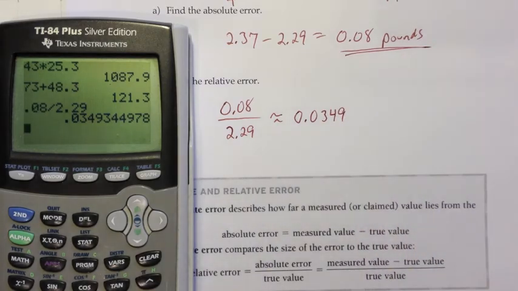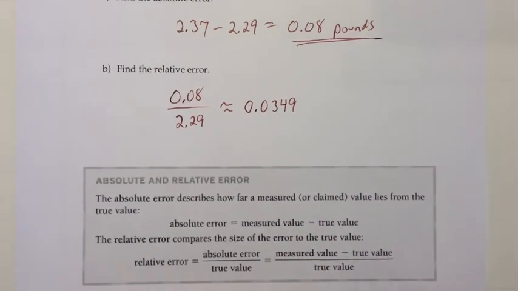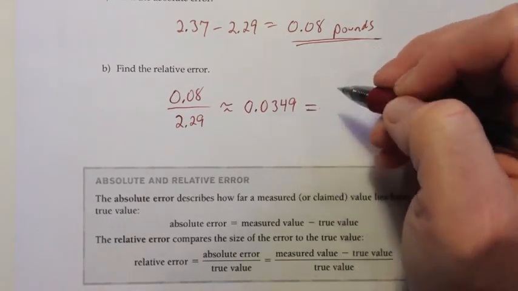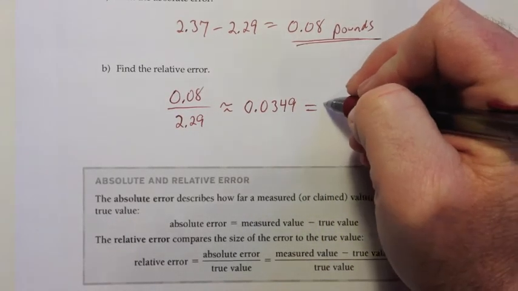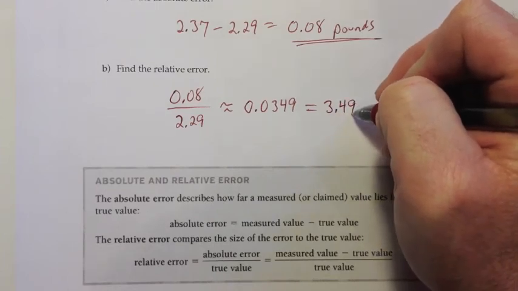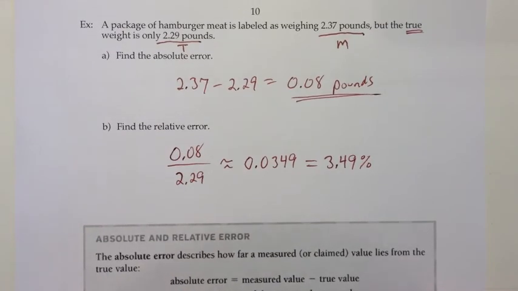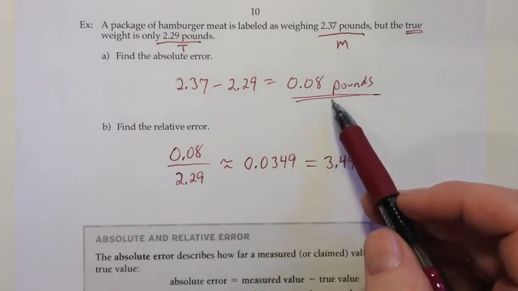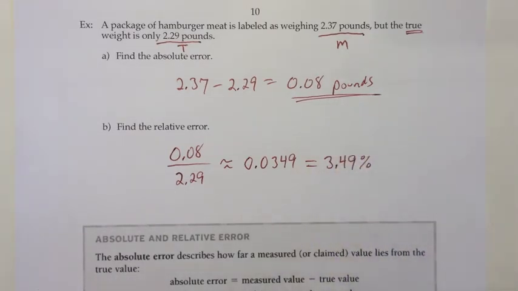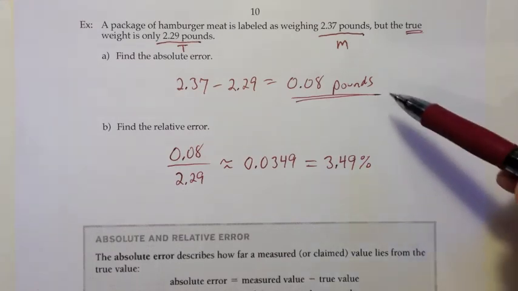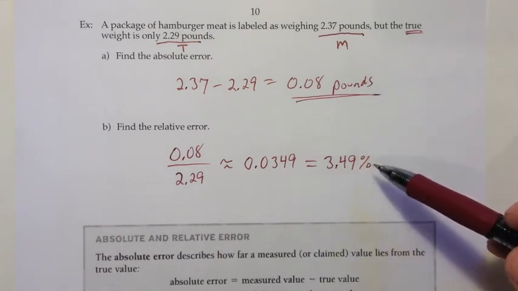And then you could say that that's the relative error right there, but typically we would interpret that as a percentage, so I'm going to move that decimal 2 spots to the right and say that our relative error there was 3.49%. So there's 2 ways you could express the error that went into the filling and labeling of this package of hamburger meat. They labeled it as 2.37 pounds, and the truth was 2.29 pounds, so you could say they missed by 0.08 pounds or that they missed by 3.49%. And they're both just different ways of expressing that error. Same idea, but just is it measured in pounds or in the percent of the error.